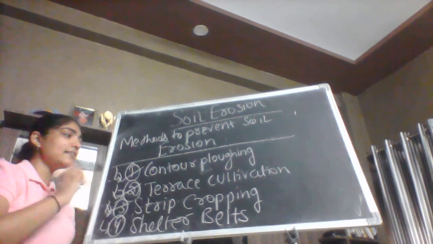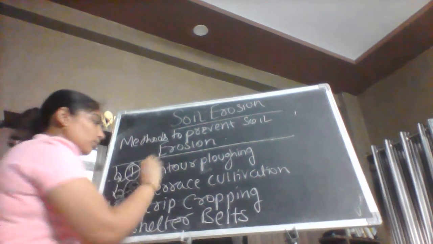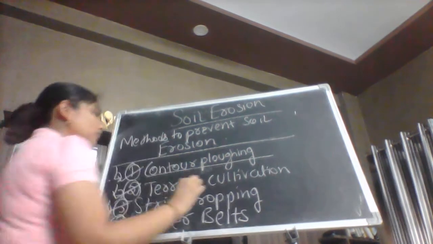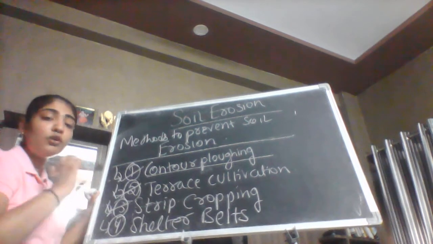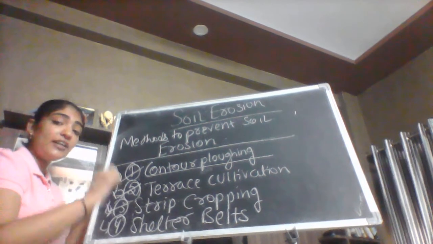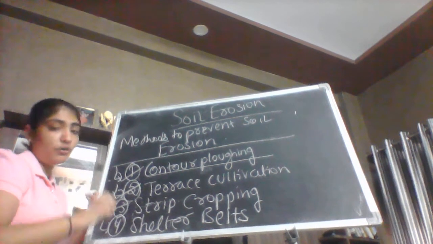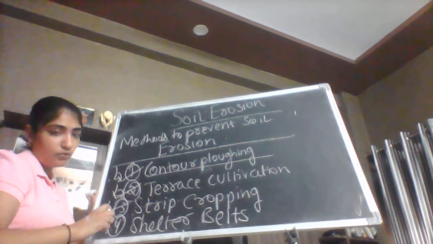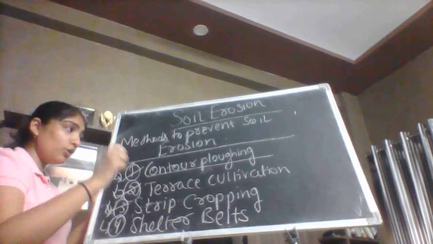So let's discuss line wise. What is contour plowing? Contour plowing is plowing along the contour lines on the slope, which creates channels that lead to the slow flow of the water. So this is contour plowing.